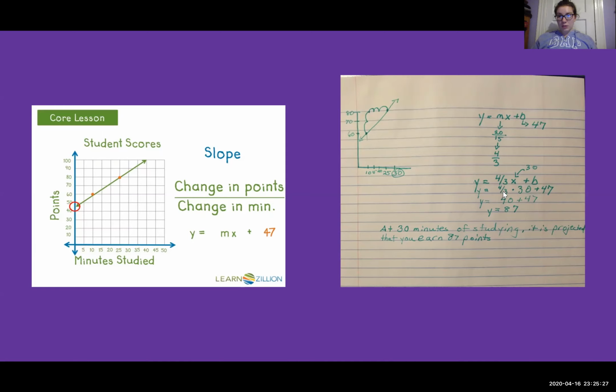So using PEMDAS, do I multiply or do I add first? If you said multiply, bing, bing, bing. So 4/3 times 30 is 40. You're probably wondering, how did you get that? The cool trick I've always learned is because 30 you can divide by 3, cross multiply, or cross out. So I can cross out the 3, and then 30 divided by 3 is 10, and then 10 times 4 is 40.